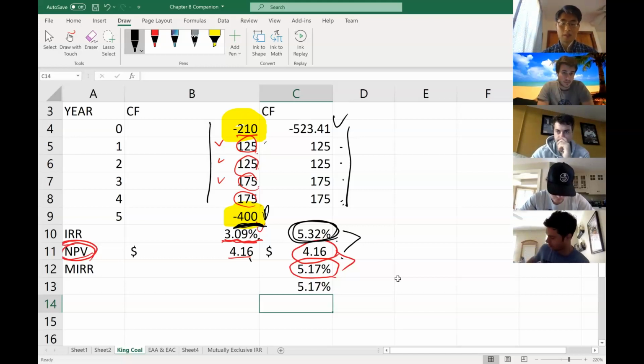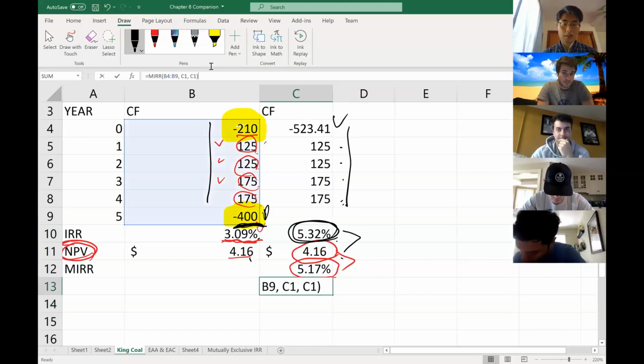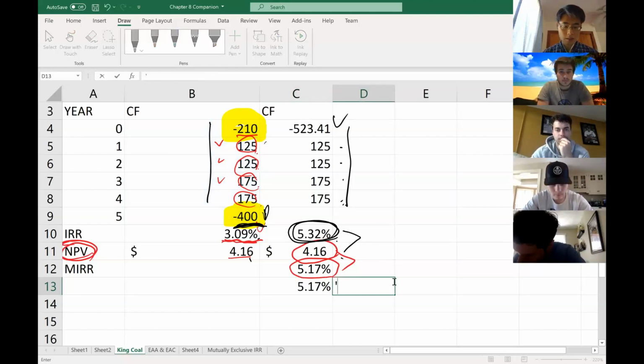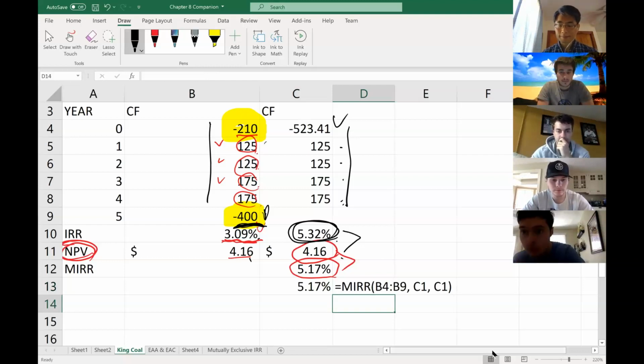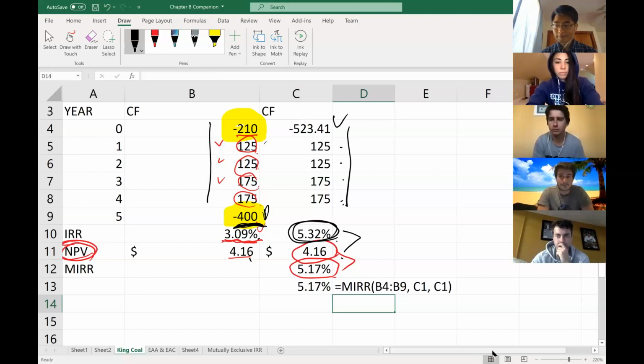Okay, so let me show you this. Okay, any other questions? Anthony, did you want to say something? No, I was kind of wondering when you use modified rate of return, but then I figured it out, so I'm good. Okay, good. Any other questions? All right.